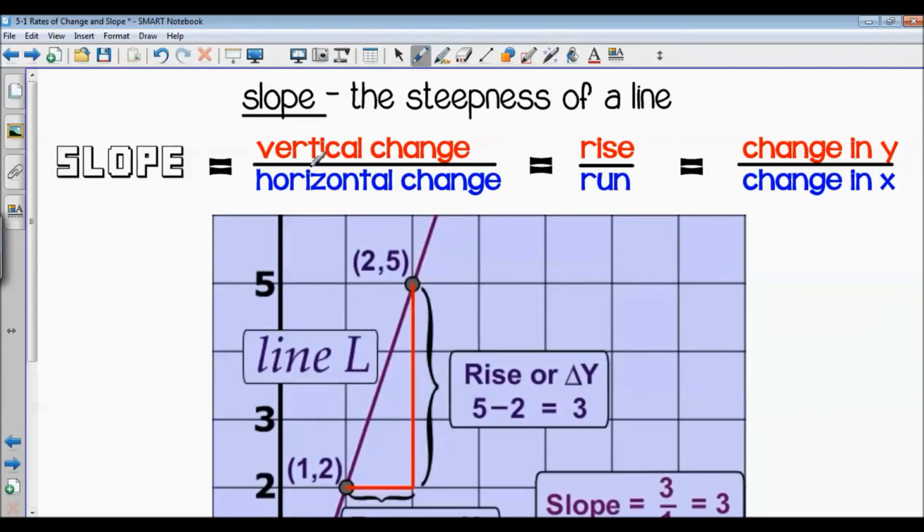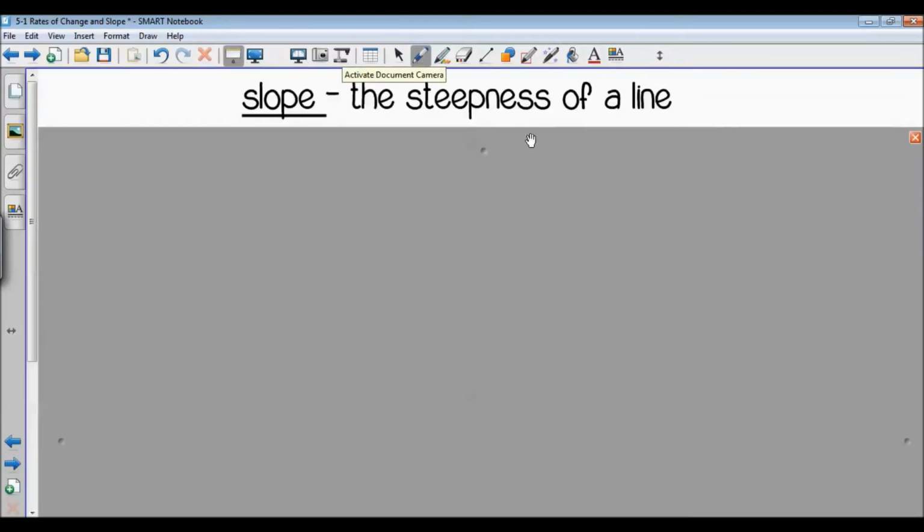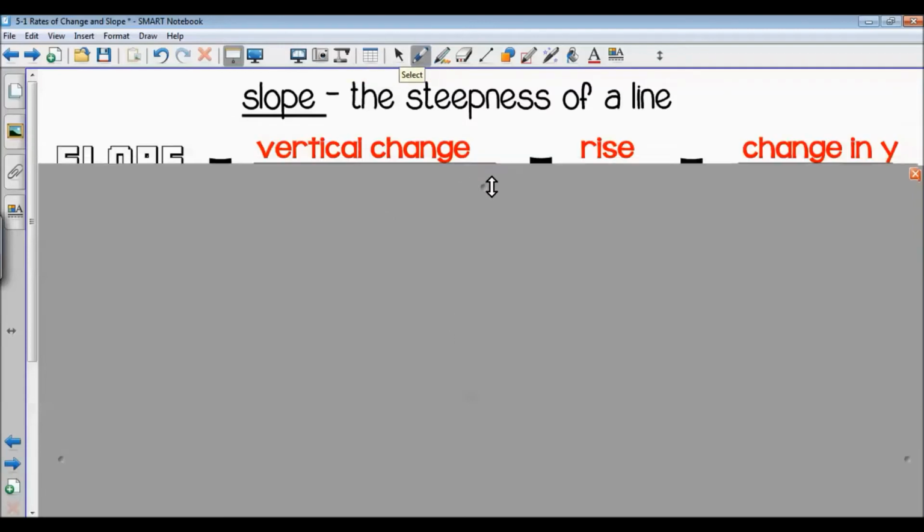Now here's where we start to look at rate of change as slope when we're dealing with lines. So think of slope as the steepness of the line. Like you would think of a ski slope. Is it very steep, or is it more of a gradual? Think of it that way.